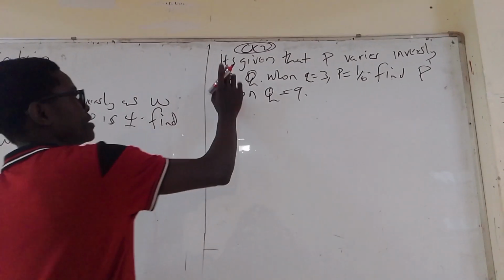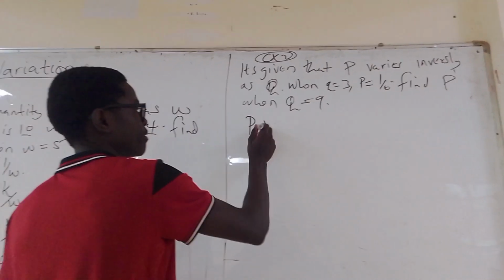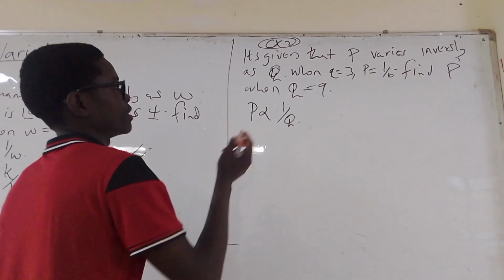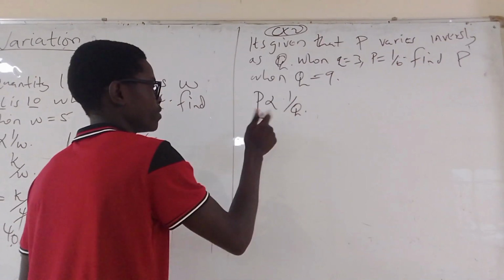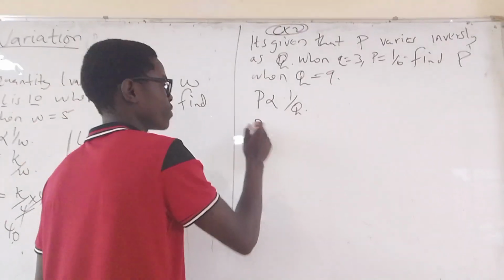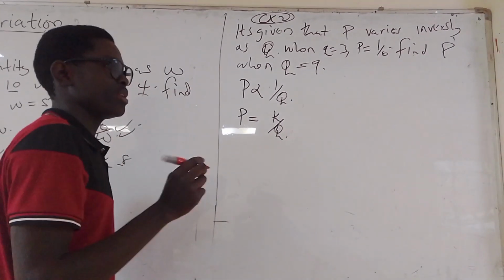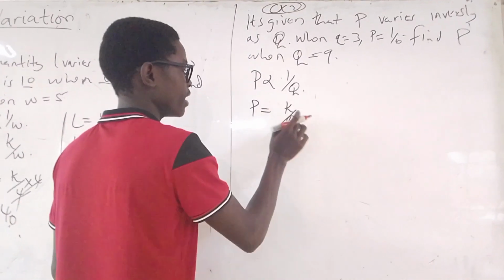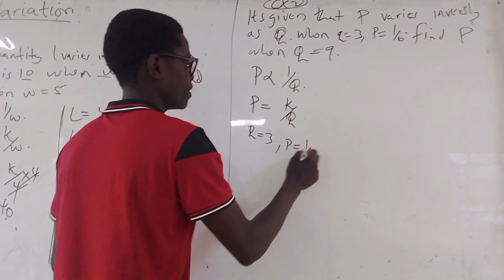It's given that P varies inversely as Q. Then, when Q is 3, P is 1 over 6. So you need to do this first. P varies inversely as Q. So introduce the equal sign. P is equal to K over Q. When you introduce the equal sign, we introduce the constant of proportionality. Then when Q is equal to 3, P is equal to 1 over 6.